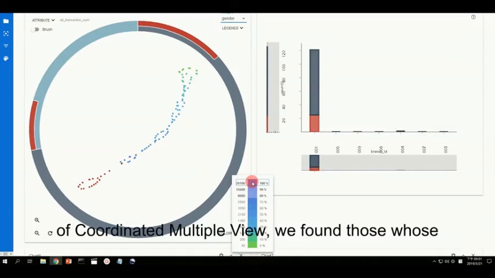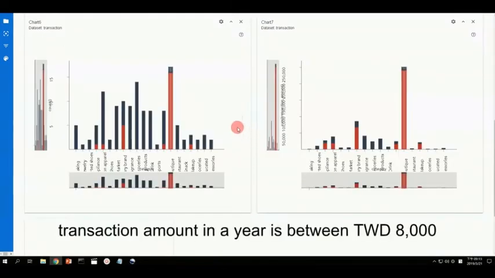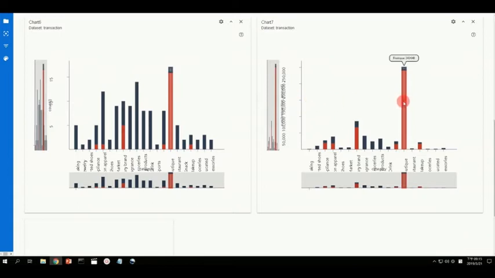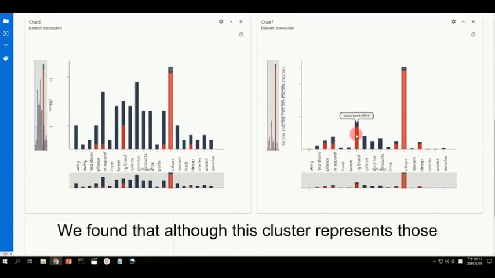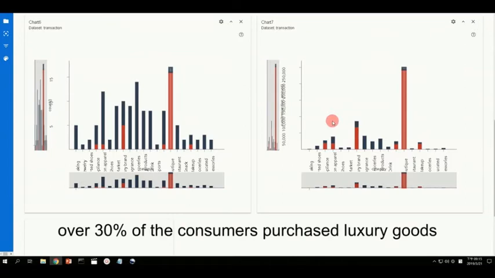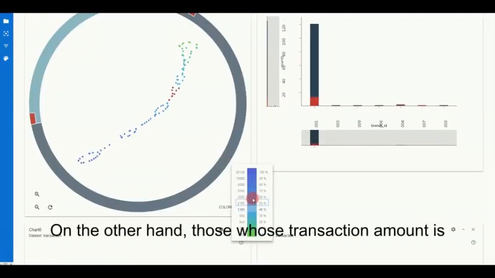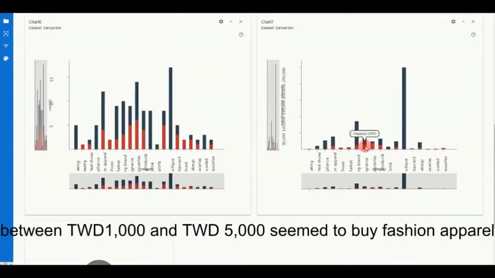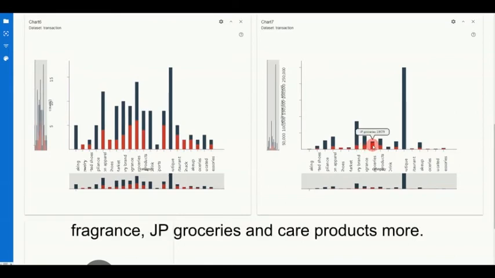coordinated multiple views, we found those whose transaction amount in a year is between TWD8000 and TWD20,000 tended to buy boutiques or luxury brands. We found that although this cluster represents those who shopped only once or twice at branch 001, over 30% of the consumers purchase luxury goods. On the other hand, those whose transaction amount is between TWD1000 and TWD5000 seemed to buy fashion apparel, fragrance, Japan groceries and care products more.